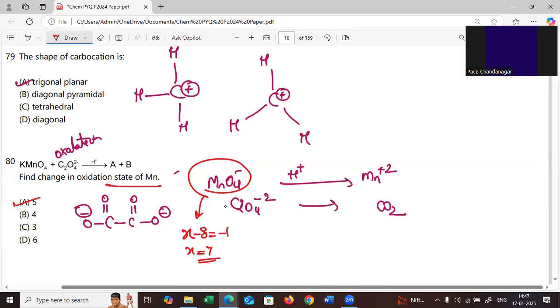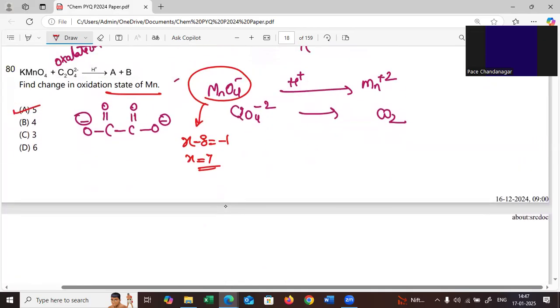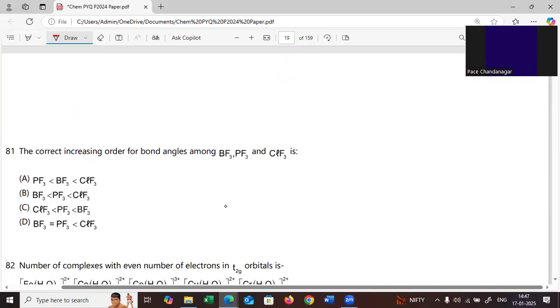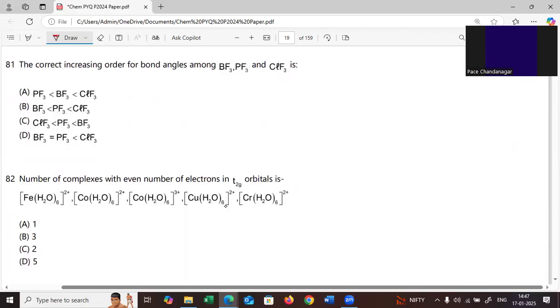In the same way, if they also ask about carbon, you can go with carbon too. 2x minus 8 is equal to minus 2, so 2x is equal to 8 minus 2, which is 6, and x is 3 here. And here for carbon, x minus 4 equals 0, so x is 4. The change in the oxidation state for one carbon is 1, and for two carbons it would be 2. Anyway, that's not asked, but in case it is, you can do that as well.